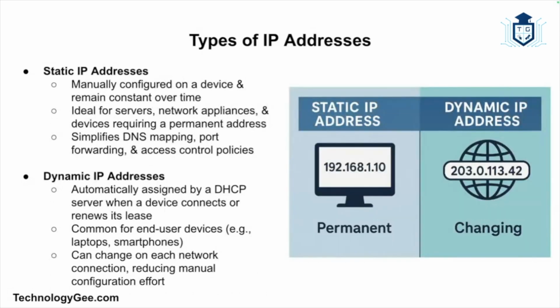We also have static IP addresses. So like I stated earlier, static IPs are manually assigned to devices, and they do not change over time. They are typically used for servers, network devices, and other critical infrastructure that requires a consistent address. We have dynamic IPs, and they are assigned by a DHCP server, and they can change each time a device connects to the network. And dynamic addresses are commonly used for end user devices such as computers, smartphones, and tablets.